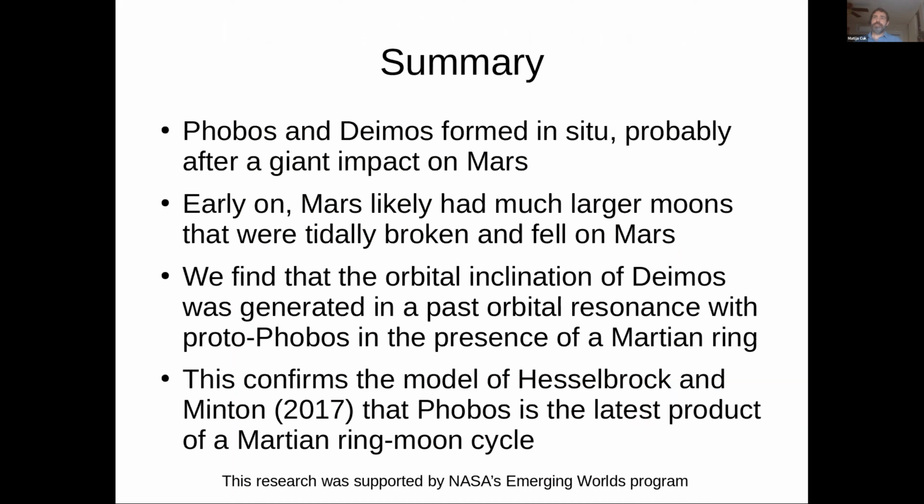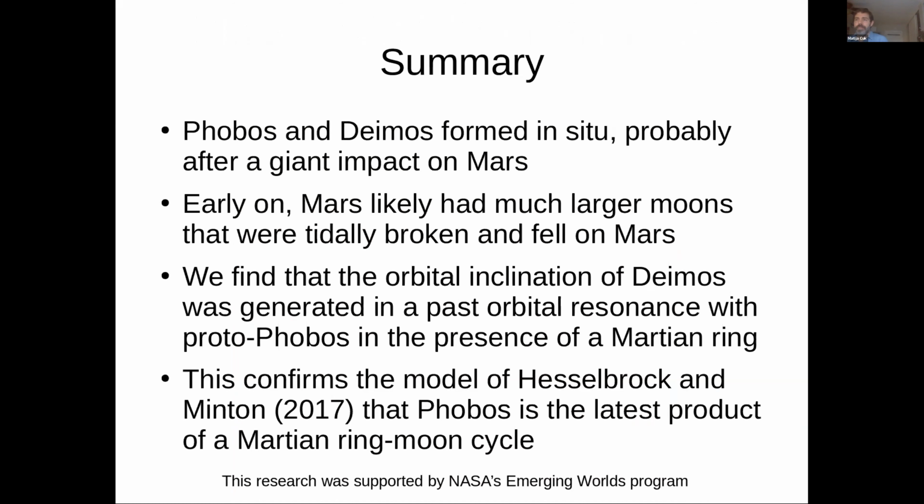So here's my summary. The current thinking is that Phobos and Deimos are a product of a giant impact on Mars. Everybody agrees that early on, there were probably bigger moons of Mars, very close to Mars, that were very short-lived and fell on Mars very quickly.